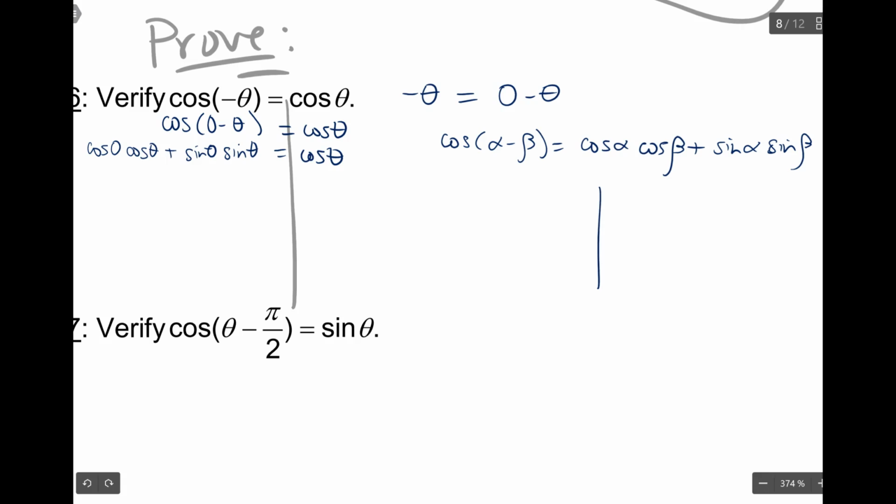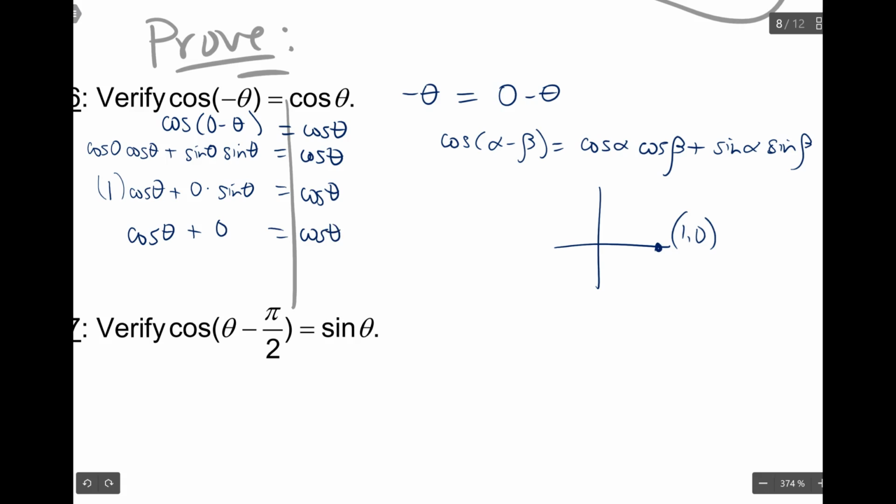All right, so from the unit circle, 1, 0: cosine of 0 is 1, remember that's the x, times cosine theta, plus sine of 0 is 0 times sine theta. 1 times cosine theta is just cosine theta. 0 times sine theta is 0. And then we found cosine theta equals cosine theta. Yay! Okay.